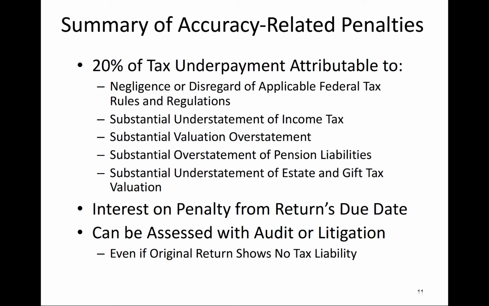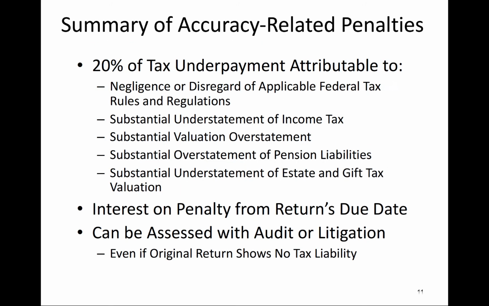So accuracy-related penalties. We're talking about overstating or understating your amounts. It's 20% of the tax underpayment attributable to negligence or disregard of applicable federal tax rules and regulations. So you are simply negligent regarding rules and reporting something that you should have, or you over-reported, or you reported a deduction you should not have. Substantial understatement, substantial overstatement, those kinds of things.